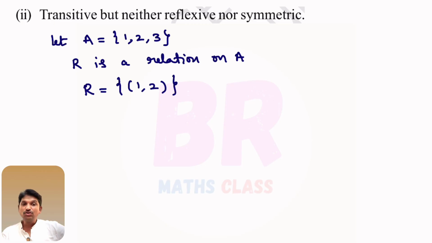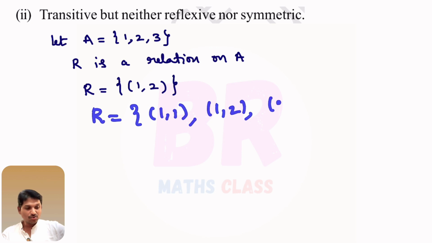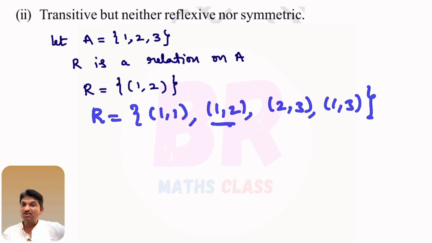If I want you to make happy, I can give one more easy example like this: 1 comma 1, 1 comma 2, 2 comma 3, 1 comma 3. This relation is not reflexive because 2 comma 2 does not belong to this relation. This relation is not symmetric because 1 comma 2 is there, but 2 comma 1 does not belong to the relation. This relation is transitive. You can check for every a comma b, b comma c, there exists a comma c.